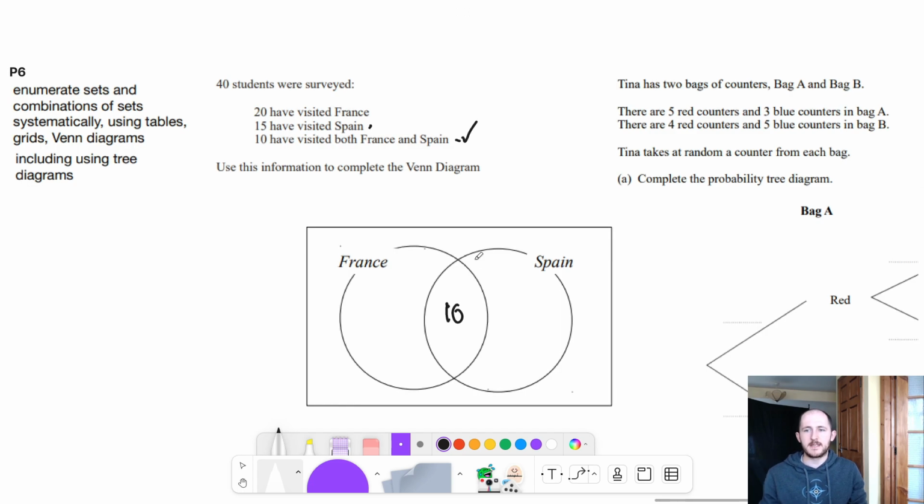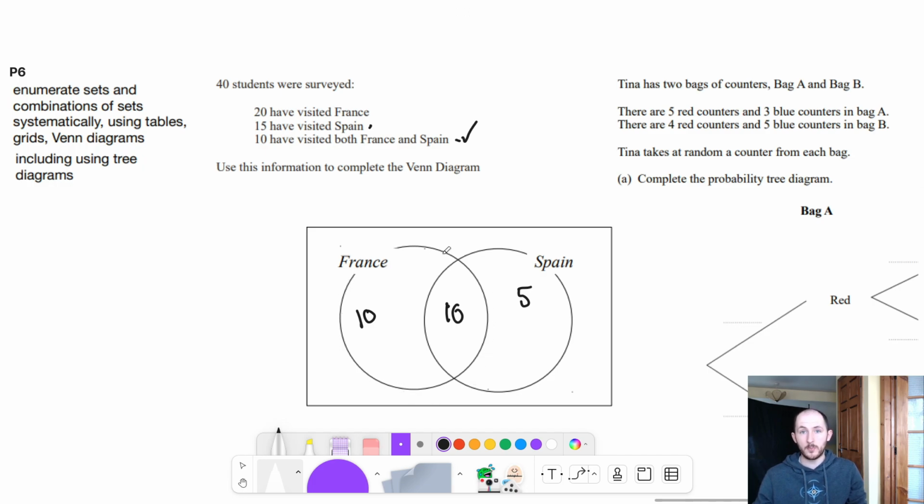Now it says 15 have visited Spain. I do not put a 15 here. Okay? Because think about it, right? 15 people have visited Spain. That includes the 10 people who have visited France and Spain. So everything in this circle should add up to 15. So this should be 5. 5 people have visited only Spain. 10 have visited France and Spain. So that gives me 15 people have visited Spain in total. Same thing with France. Everything in this big circle here should add up to 20.